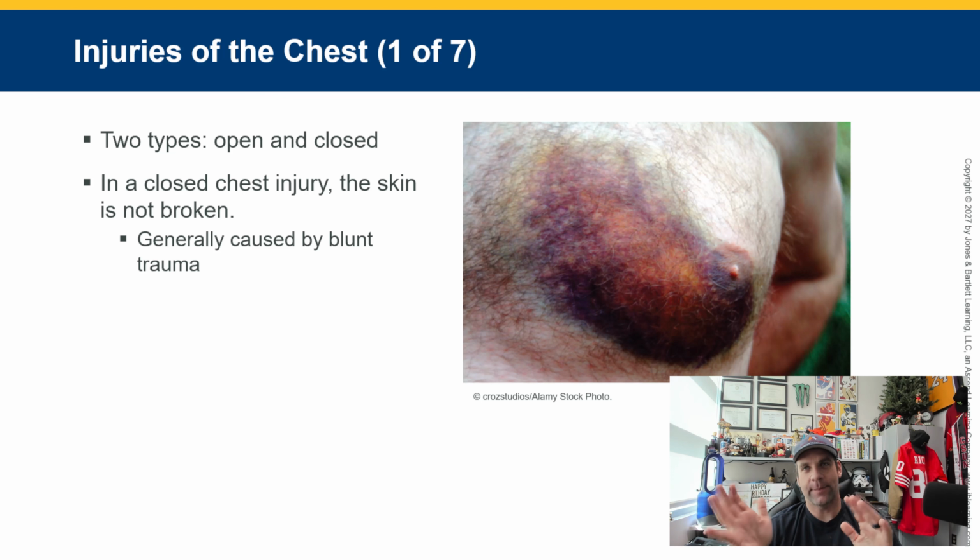That energy can easily pass through the chest wall and injure the ribs, the lungs, the heart, and major blood vessels without creating an external wound. Even a patient's seatbelt during a car crash can cause a closed chest injury.